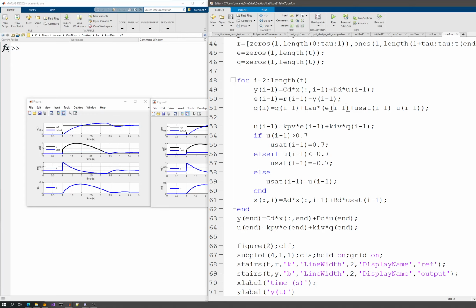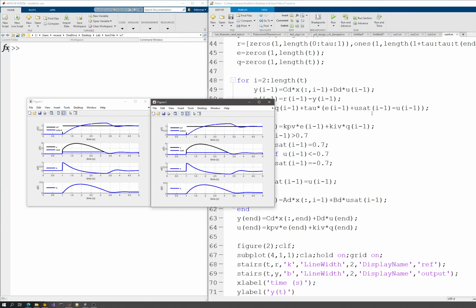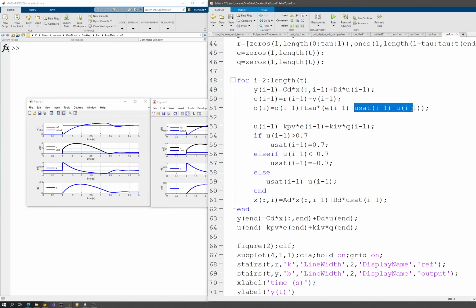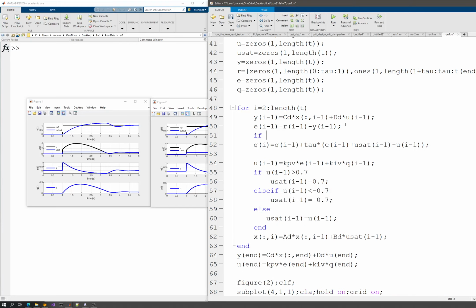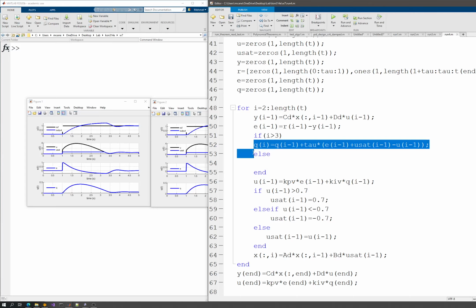Now the issue here is that I didn't generate this U value, I guess. So that might be the problem here, because I'm calculating it here. This might mean that I need to use an if statement here, and if I is greater than 3, else.